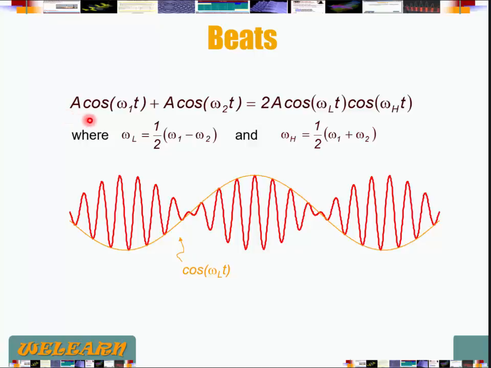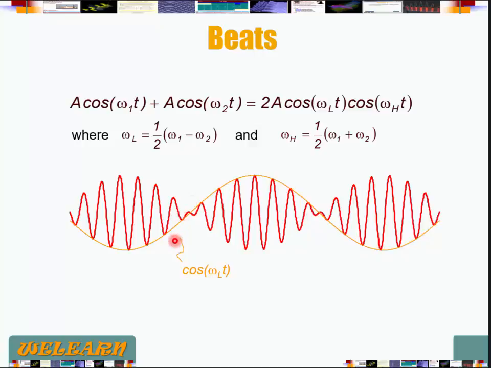Mathematically, when we add up the waves using a little trig that I'm not going to go over, a trig identity, cosine of A plus cosine of B, when we have the same amplitude, it comes up easily as twice A cosine of omega L t times cosine of omega H t, where omega L is 1/2 of the difference of the omegas, and omega H is 1/2 of the sum of the omegas. Now, omega L is what we see here.